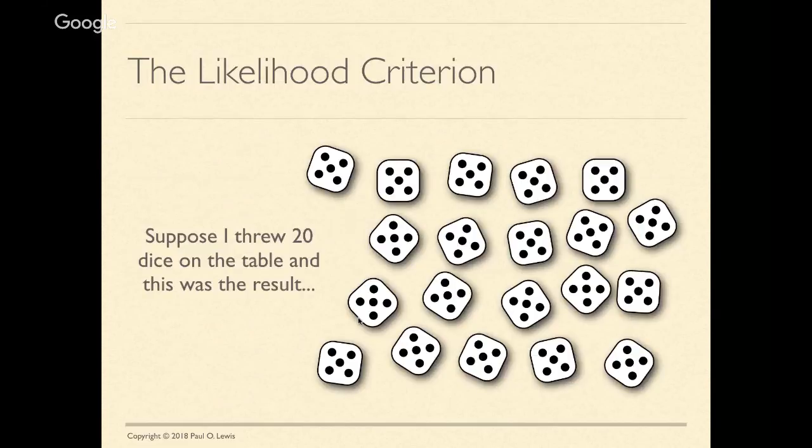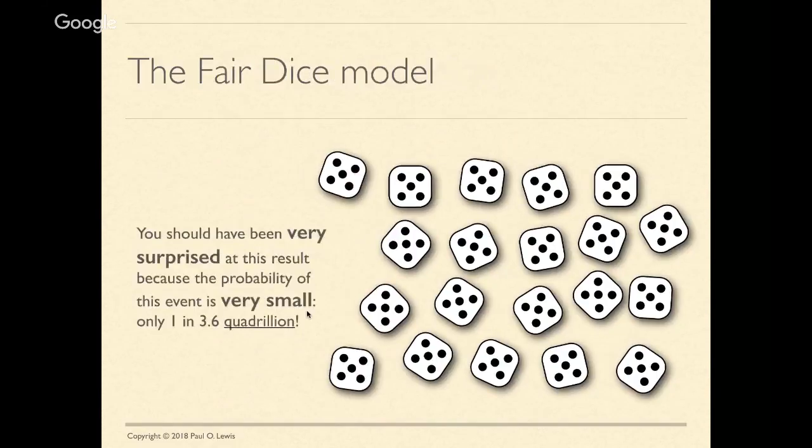Suppose I threw down 20 dice onto a table and all of them came up 5. You should be very surprised at this because the odds against this happening, assuming these dice are normal 6-sided dice, is 3.6 quadrillion to 1.